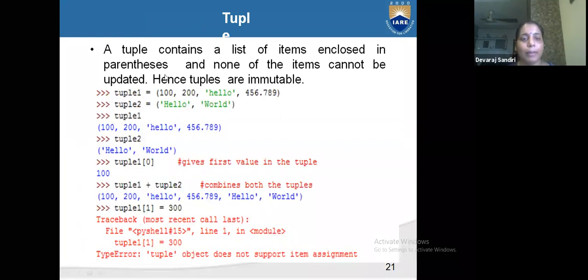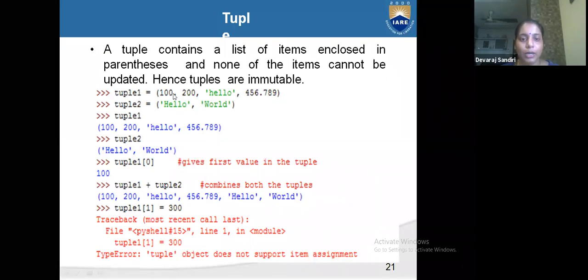Now I will go under tuple. A tuple contains a list of items enclosed in parentheses, and none of the items can be updated. Hence tuples are immutable. What is the meaning of immutable and mutable? Immutable means we cannot change the numbers again. Mutable means we can change the numbers.